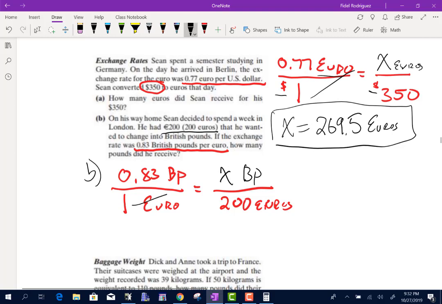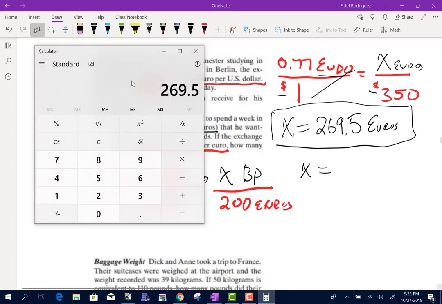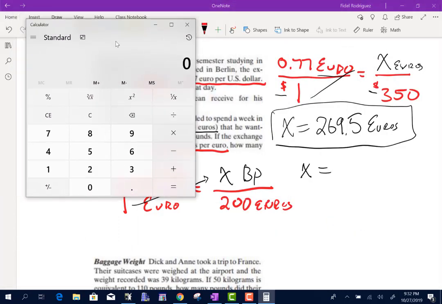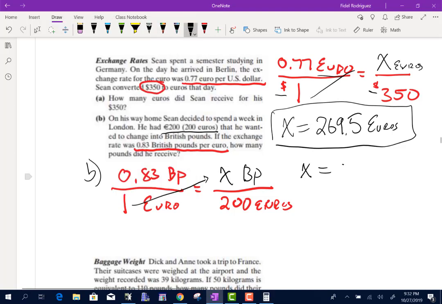So just like we did before, guys, I'm going to go ahead and cross multiply. So I know 1 times x is an x. Okay? And again, I'm going to grab my calculator right here. And I'm going to take, let me clear this out. And I'm going to take 0.83 times 200. Okay, so let's go, 0.83 times 200 equals, so he ended up with 166 British pounds. Okay. All right.